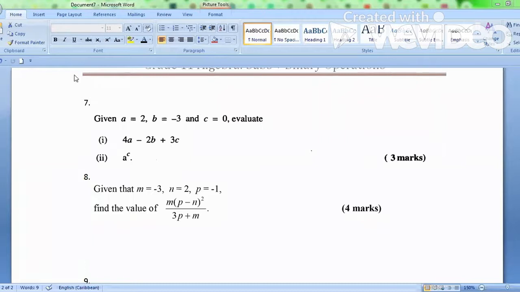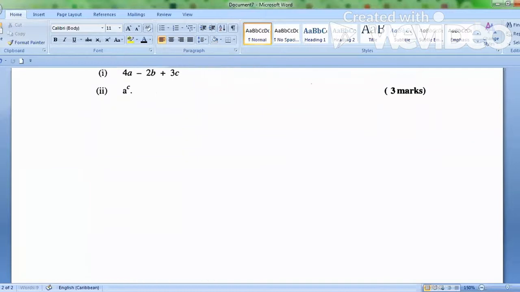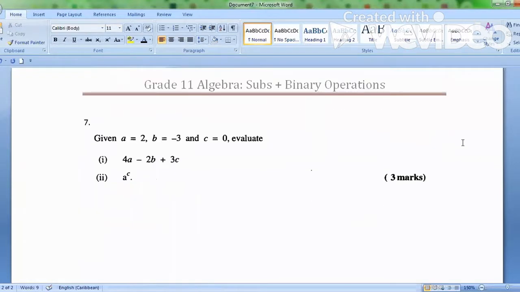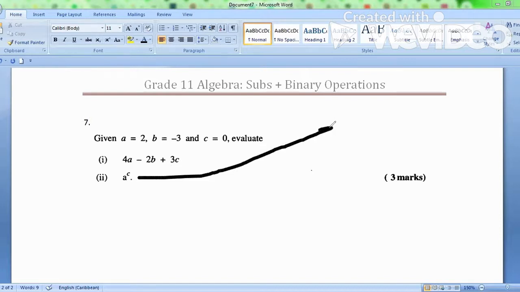Zero. 1. Remember, any number raised to the power 0 is 1. Remember the law of indices? Remember we did indices? As a matter of fact, let's do part 2 first, because it's very simple. A would have been 2 to C, but C is 0. And any number raised to the 0th power is 1.